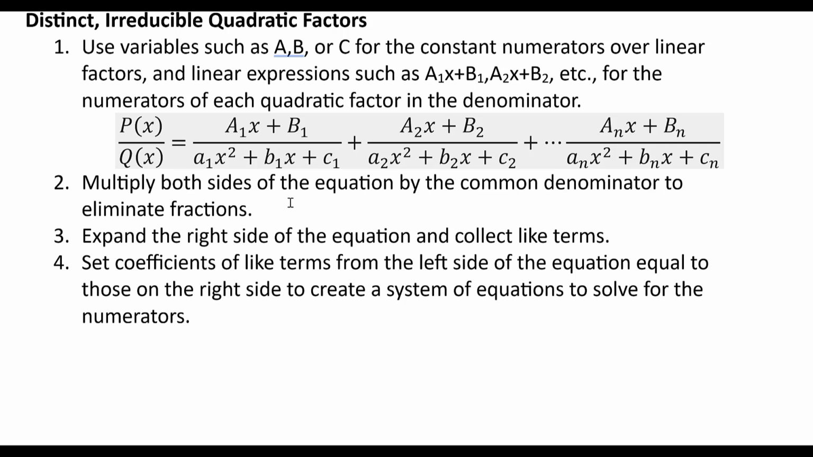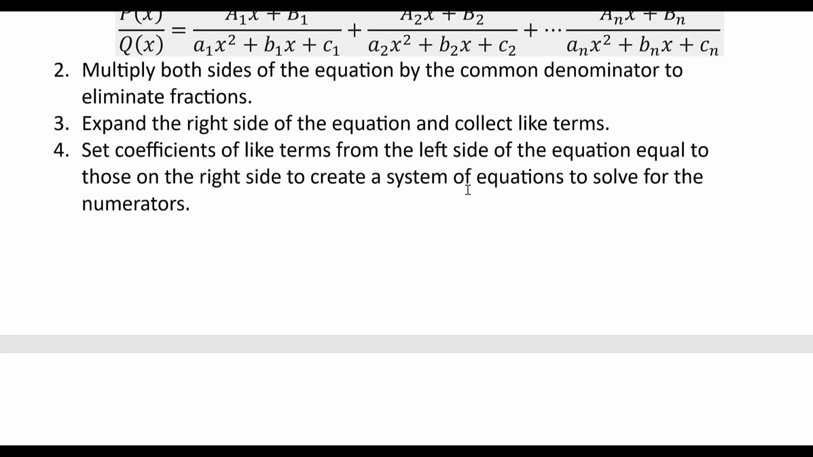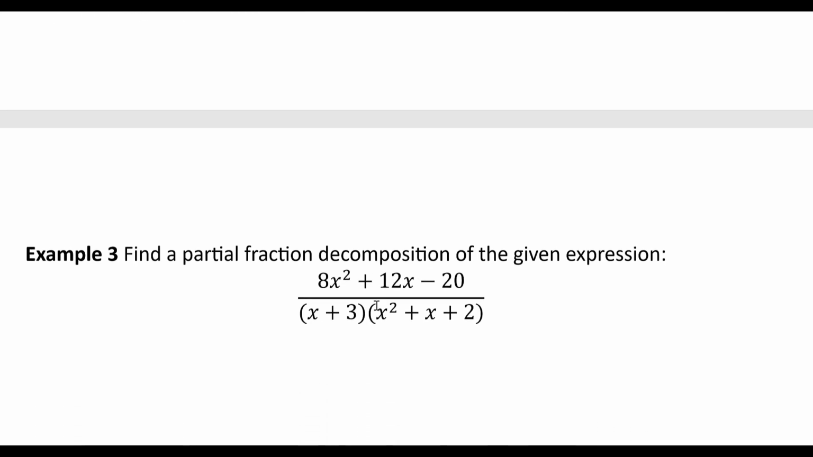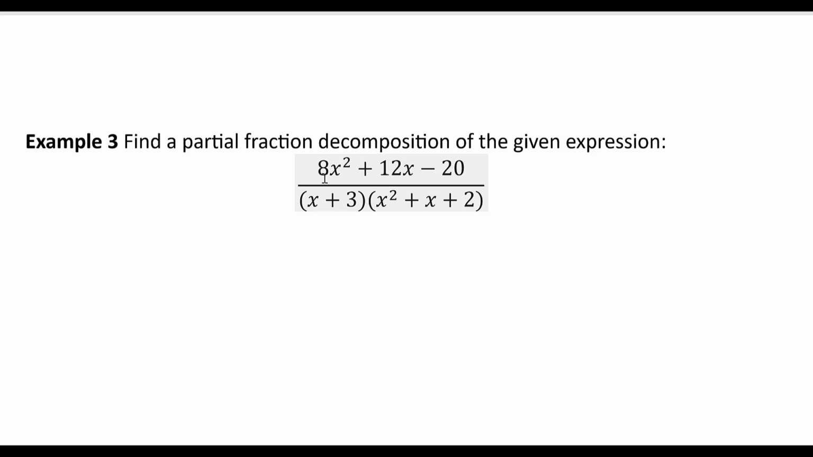Same thing as before. Then multiply both sides of the equation by the common denominator to eliminate fractions. Expand the right side and collect like terms. Set coefficients of like terms from the left side of the equation equal to those on the right side. Create a system of equations and solve for the numerators. So here we have 8x squared plus 12x minus 20 over x plus 3 times x squared plus x plus 2. So this quadratic here cannot be factored. Overall, if we were to expand this out, the denominator would be an x cubed, so a cubic. That's 1 degree more than the numerator. So we're on the right path here.